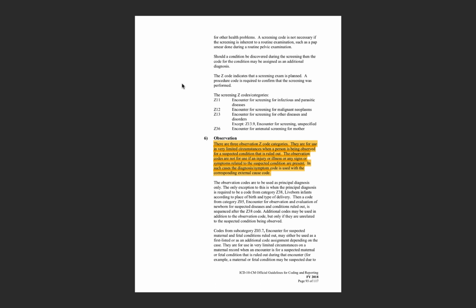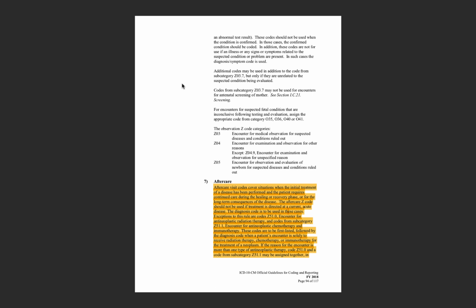Observation is number 6. There are 3 observation Z code categories. They are for use in very limited circumstances when a person is being observed for a suspected condition that is ruled out. The observation codes are not for use if an injury or illness or any signs or symptoms related to the suspected condition are present. So these are rarely used. In such cases, the diagnosis and symptom code is used with the corresponding external cause code.